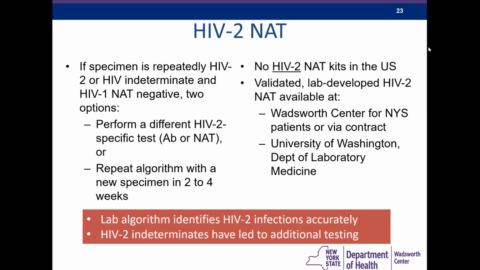In most cases, when somebody is HIV-2 positive, the Geenius will confirm that, but there are cases where we have these indeterminate results that still need to be resolved. The lab algorithm really does identify HIV-2 infections quite accurately, but because of these indeterminate results that will sometimes persist for HIV-2, this has led to quite a bit of additional testing. So that's something that we hope to improve upon in the future.